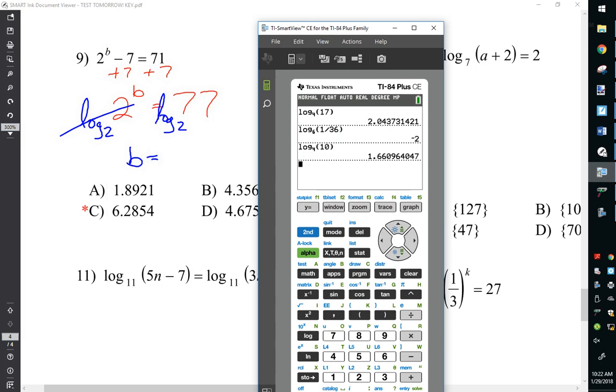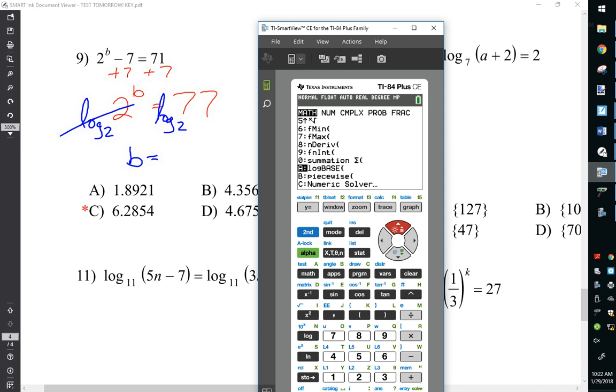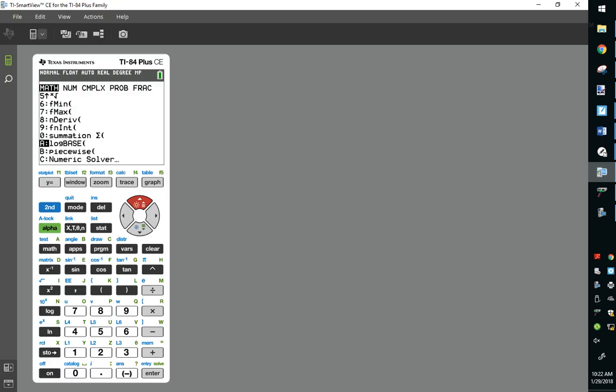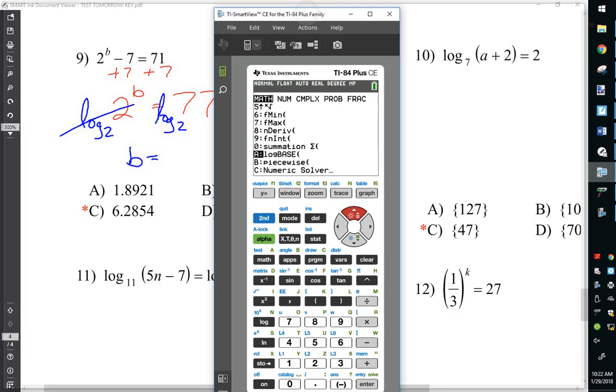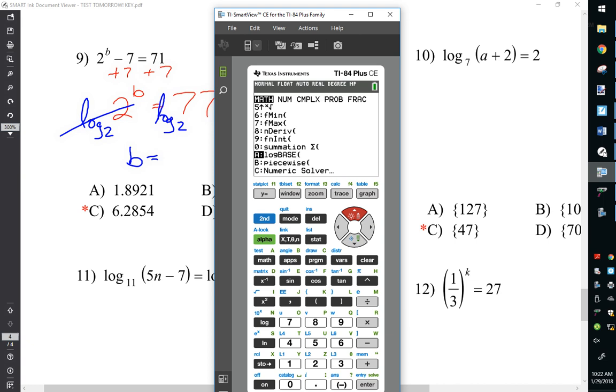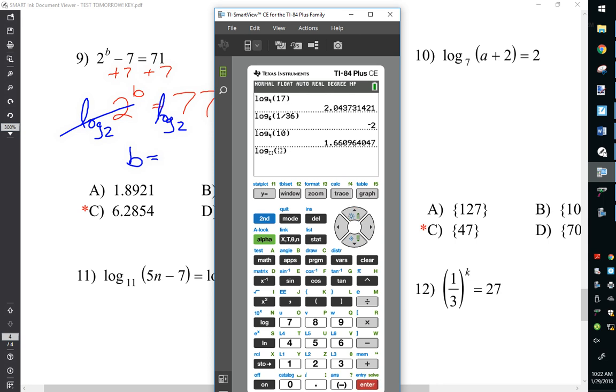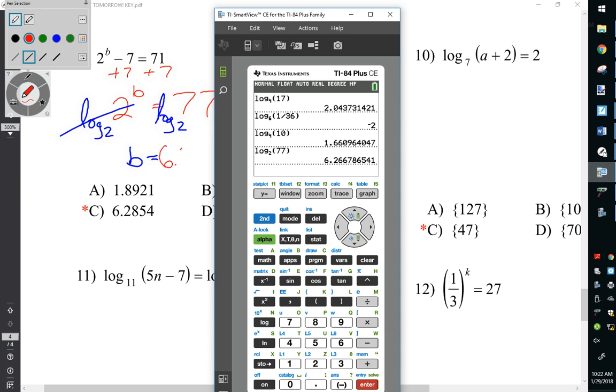So math button, log base, sorry. Try that again. Math log base 2 of 77, hit enter, 6.267.